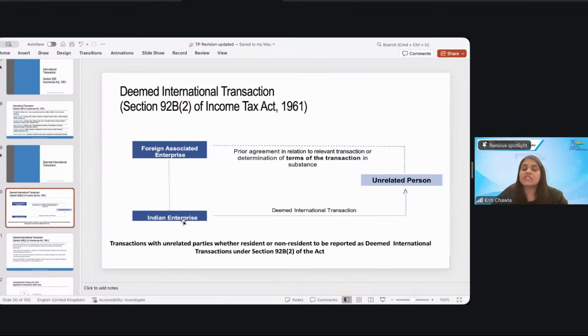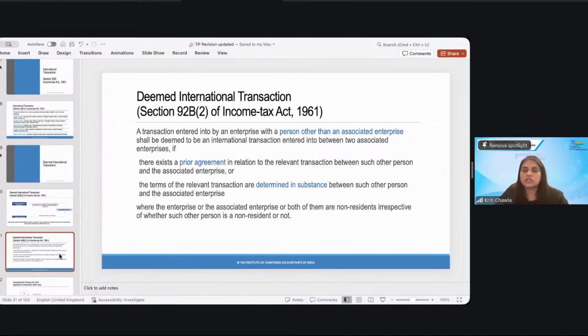So I understand that these two entities, the Indian enterprise and the unrelated person, are not related to each other, but this is going to be called a deemed international transaction. We'll just deem it to be an international transaction, and transfer pricing provisions will be applicable right here. So this is what the law says.